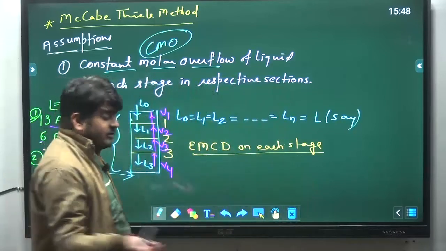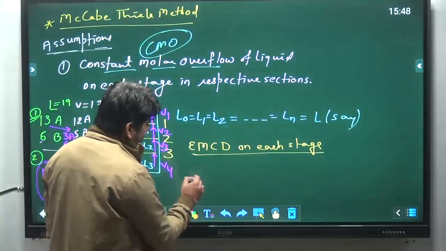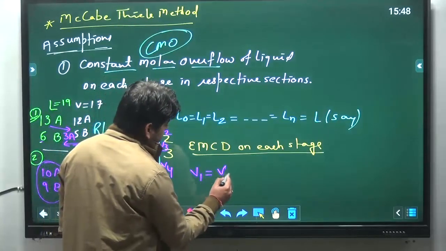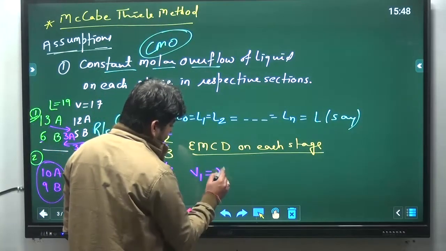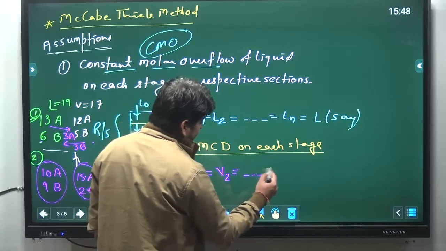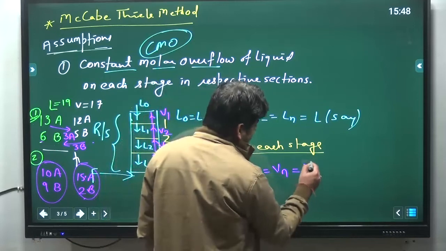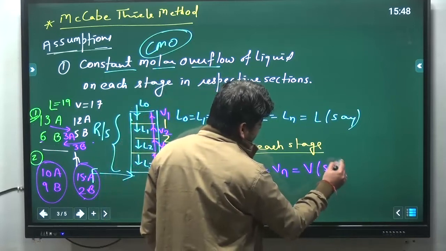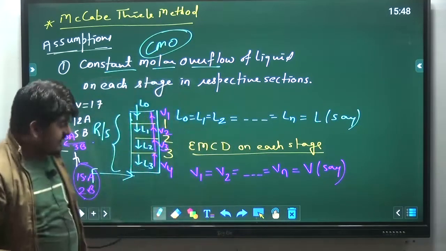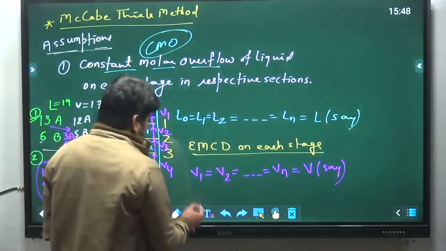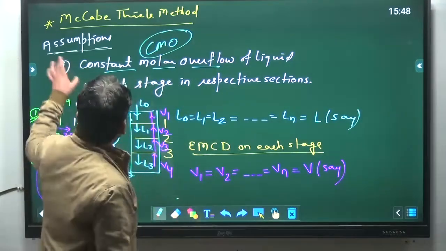And since liquid flow rate is not changing, that means the vapor flow rate will also be equal. It will not change as well. So let's say that is V for the rectifying section. I hope it is clear to you.